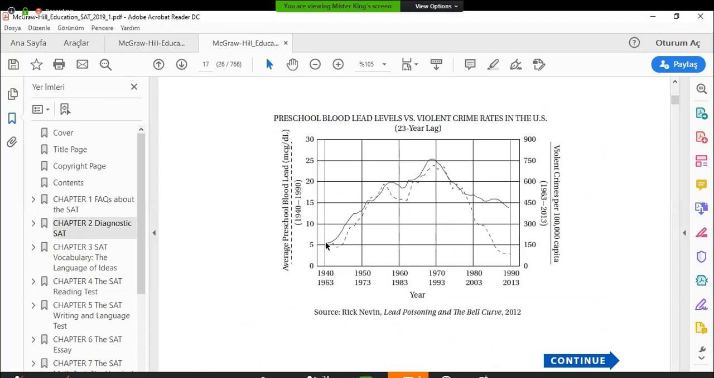Here it goes from 5 to 26. The other one, 1963, 1993. Yeah, teacher, I think B. The answer is B. 1963, 1993. Why, Mohammed? Because I think, teacher, the greatest percent increase is in that interval. Here, from this one to 1993.